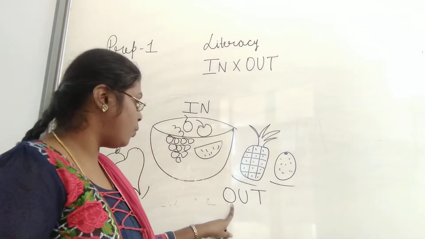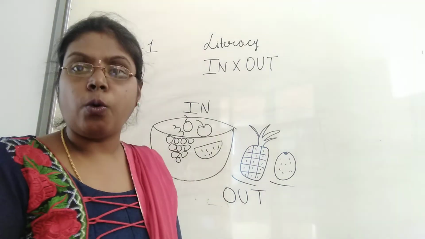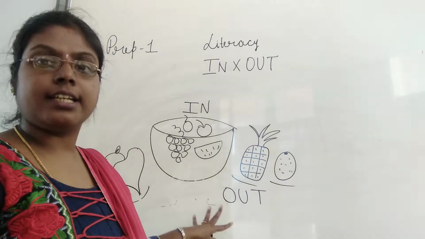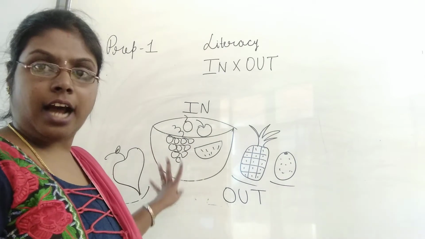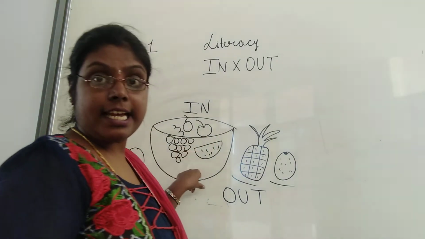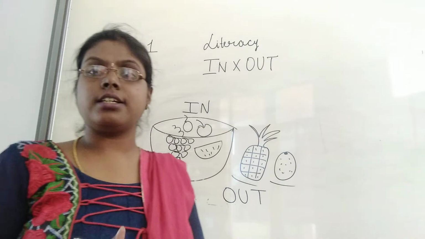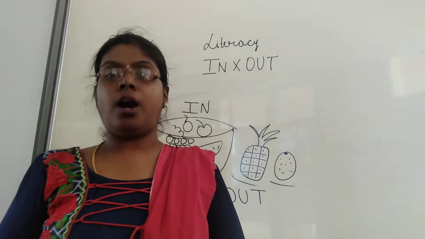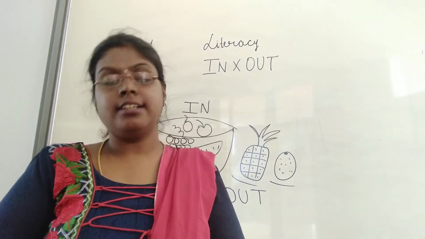You have learned O, right? So, O, U, T. The fruits which are outside are out. The fruits that are inside, you call them as in. So, this is the concept of in, out.